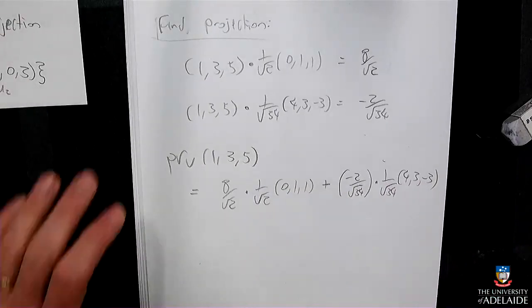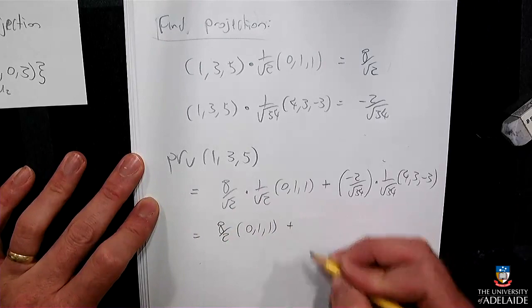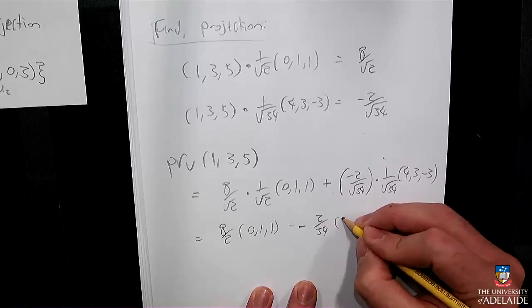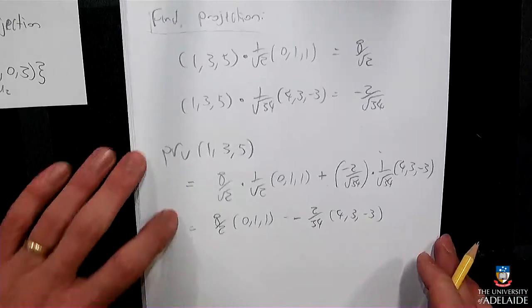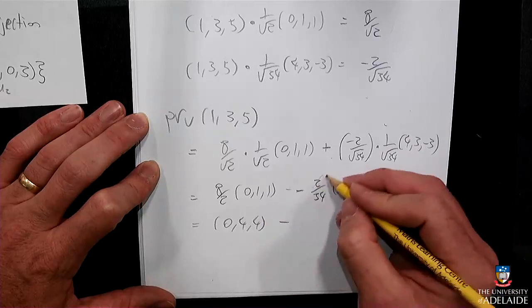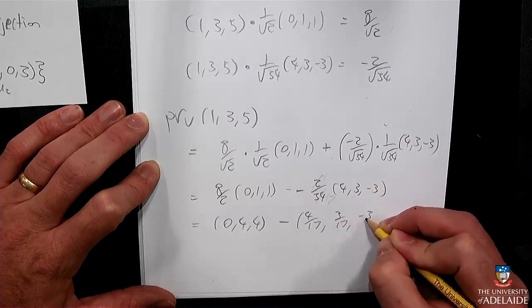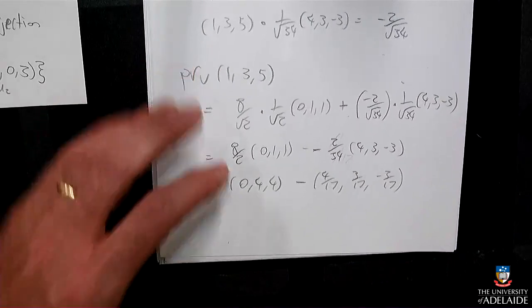And so, get 8 on 2 times 0, 1, 1, minus 2 on 34 times 4, 3, minus 3. It's just awful. 0, 4, 4 minus 4 seventeenths, 3 seventeenths, minus 3 seventeenths. 17 times 2 is 34, isn't it? Yeah, okay. It's 20 plus 14, yep. And so that would be whatever it is.